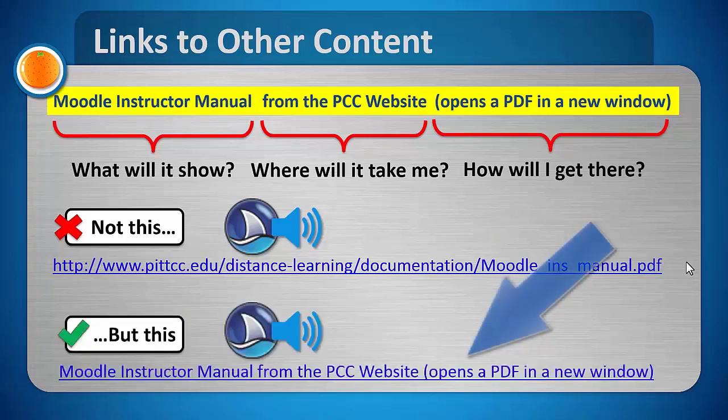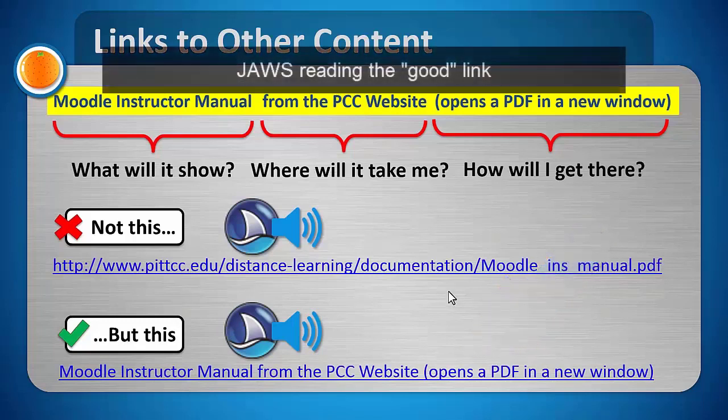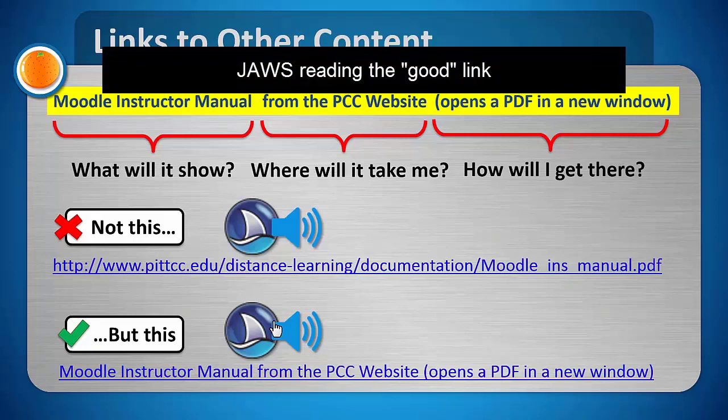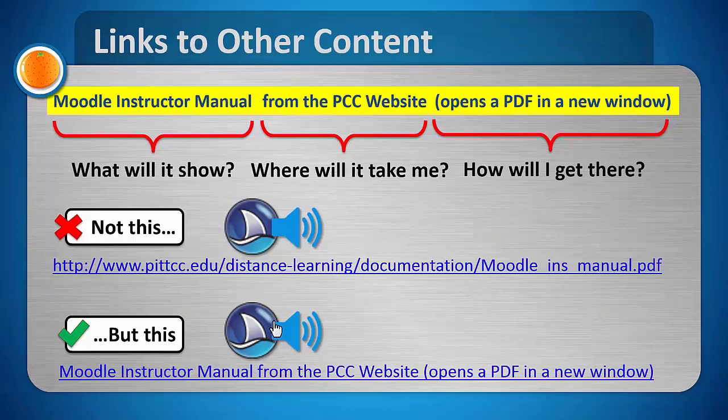So in this case, we made it more understandable so that it makes sense when a screen reader reads that text. "Moodle Instructor Manual from the PCC website. Left paren, opens a PDF in a new window. Right paren." So not only does it tell the person that it's going to be taking them to the Moodle Instructor Manual on the PCC website, it also tells the viewer that it's going to open a PDF in a new window, which is a very important piece of information. So someone who's using a screen reader is going to know they're being taken to a new window, and they'll know they need to come back to continue whatever it is they were doing.